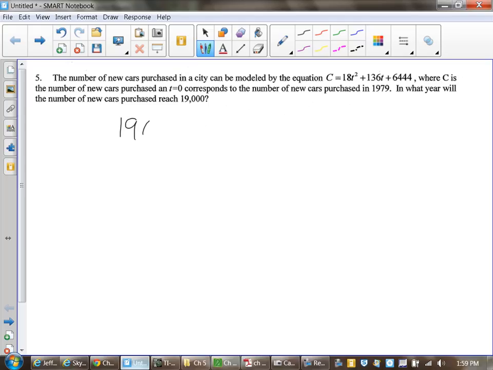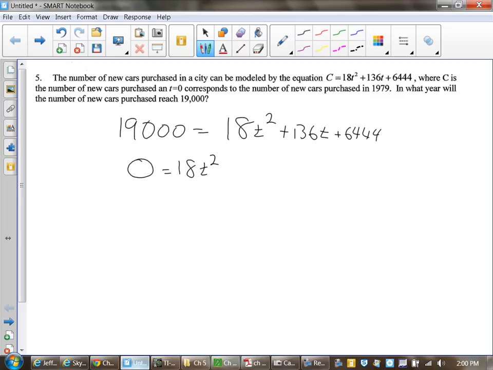We know that 19,000 is going to have to equal 18t squared plus 136t plus 6444. And what I'm doing from here is solving for t. So you set one side equal to 0, you get 0 equals 18t squared plus 136t minus 12,556.